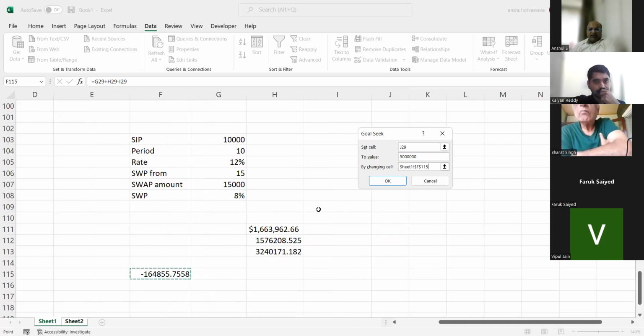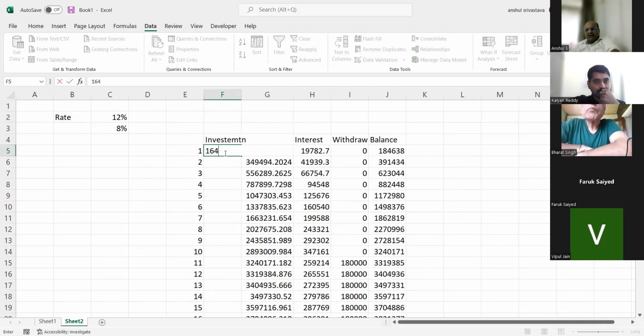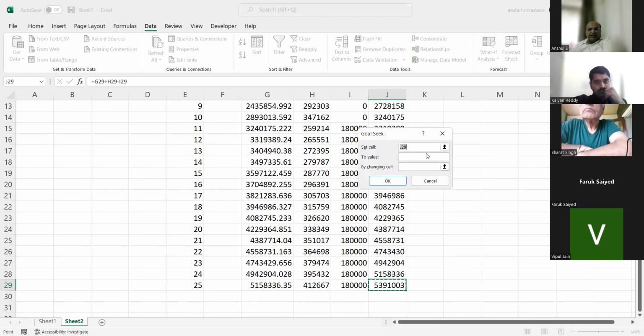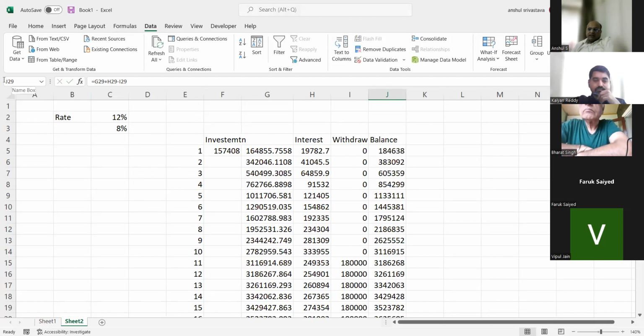This. But यहाँ भी फॉर्मूला है तो आपको सबसे पहले उसको एब्सोल्यूट वैल्यू देनी पड़ेगी. ये जो है ना 164,856, this should be absolute value. अभी क्या होगा? Data, what if analysis, goal seek, set the cell to value 50 lakhs by changing this cell. ये this, 157 से आपका काम हो जाएगा. Got it? Your SW problem is solved now.